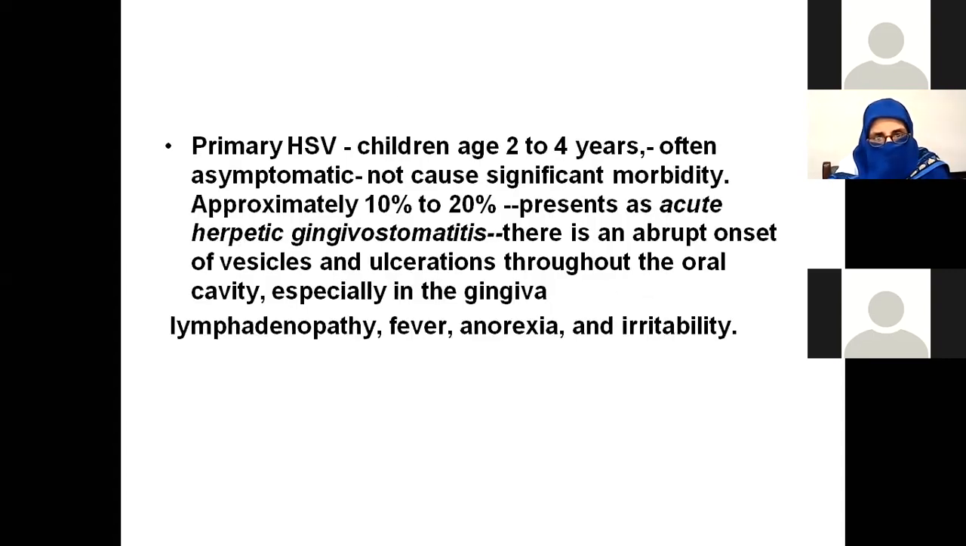Primary herpes simplex virus affects which age group? Children who are 2 to 4 years old, often asymptomatic, not causing significant morbidity, but in 10 to 20% of the patients it can cause a condition called acute herpetic gingivostomatitis.